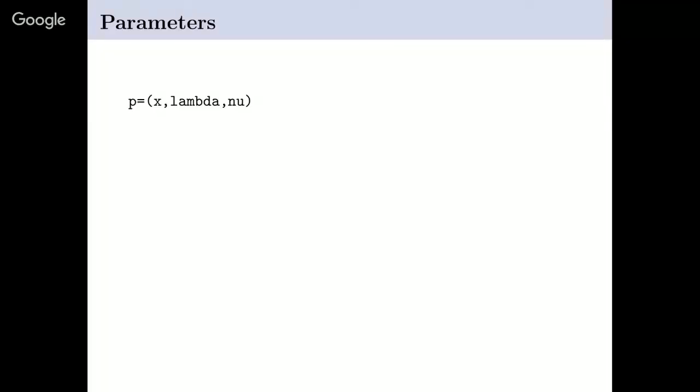So I thought I'd start by looking at the slides from last time and just recalling where we were about parameters. So remember, a parameter is a triple x, lambda, and nu. Excuse me, let me go to the right page here. Sorry, it takes me a second to get straightened out.